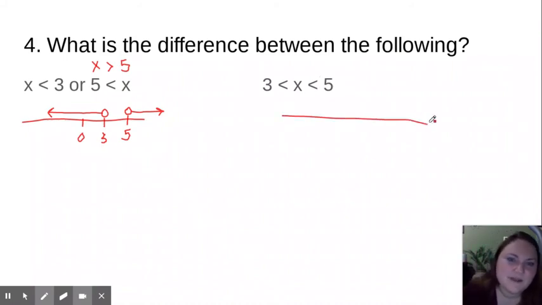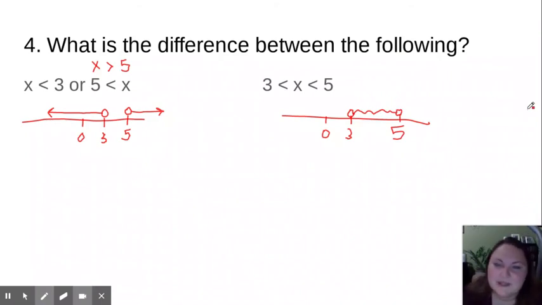So when you think about it on a number line, again, there's a point of reference of where you're at on this line. But we've got 3. We've got 5. We're trying to say x can be all of these numbers in between. So just like that other one, I'm still using open circles. But instead of going in these opposite directions, we're saying x is all of these numbers in between.